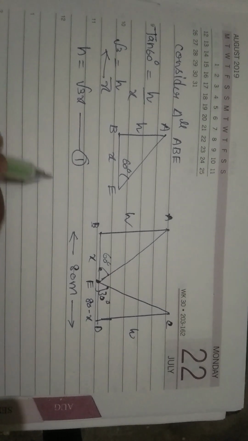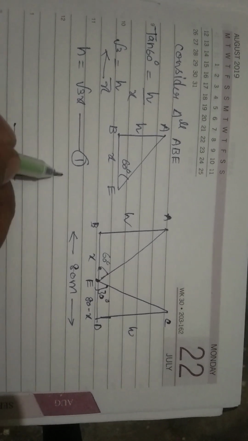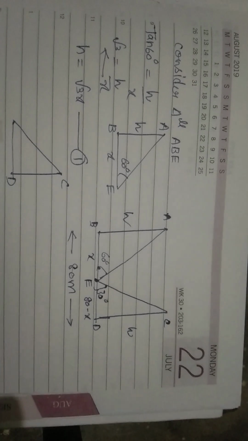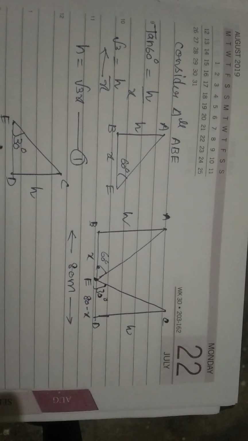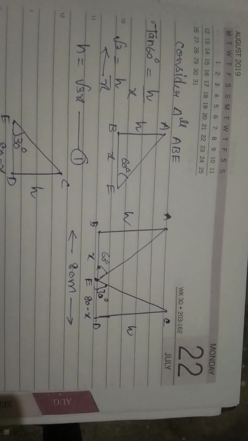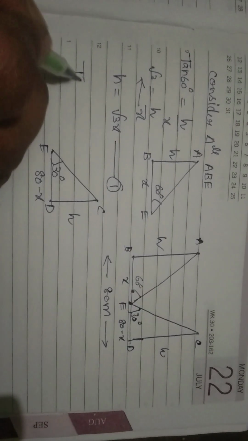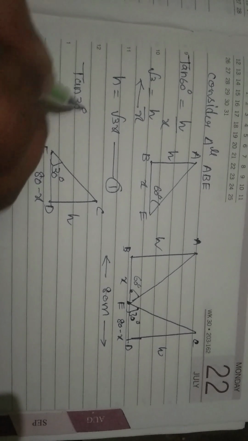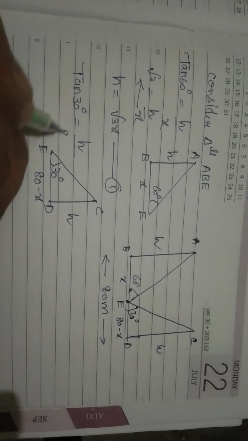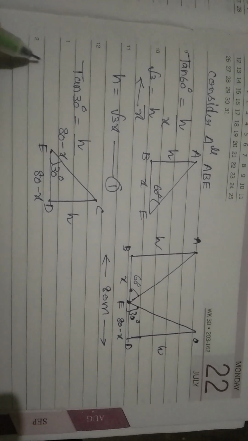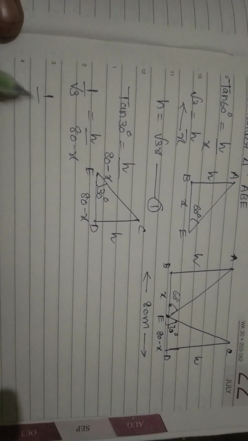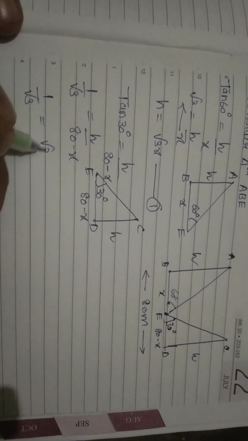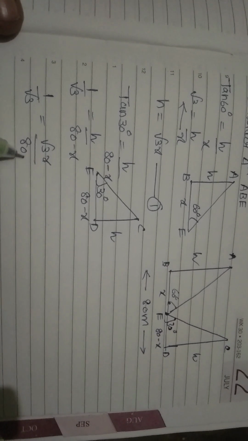Now consider the second triangle CDE, 30 degrees. This is H and this is 80 minus x. Again, tan 30 is equal to opposite is H, adjacent is 80 minus x. What is tan 30? 1 by root 3 is equal to H by 80 minus x. 1 by root 3 is equal to H, how much? Root 3 x by 80 minus x.